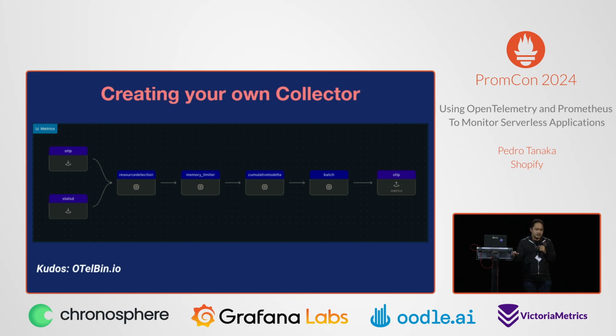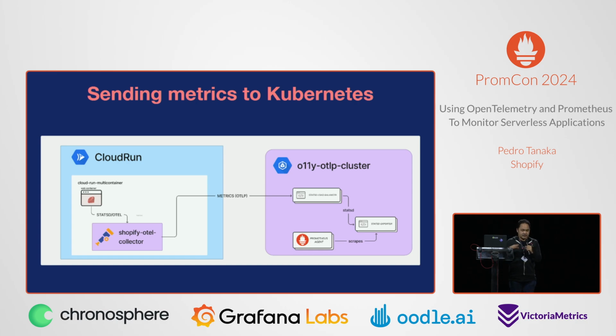own distribution. These days it's really easy to assemble your own distribution, picking only the components you really want inside your collector. We decided to receive either OTLP or statsd, and then pass this through the memory limiter, then cumulative to delta. This will come later on. We didn't want to receive cumulative metrics because we needed to filter them out later on, and batch them, and then send via OTLP. So that's the overall architecture that we ended up with.